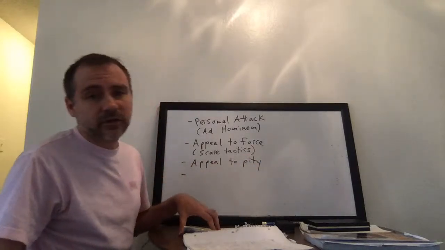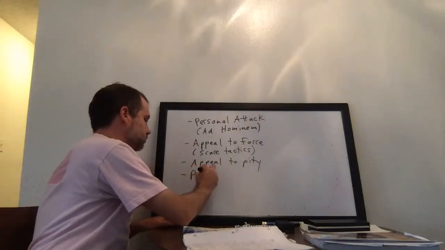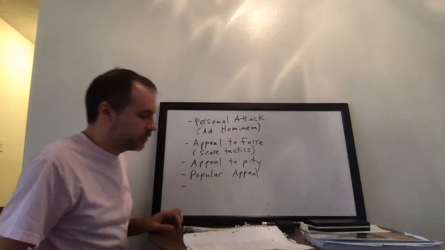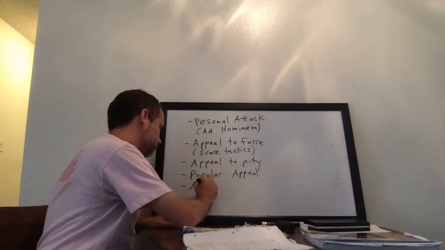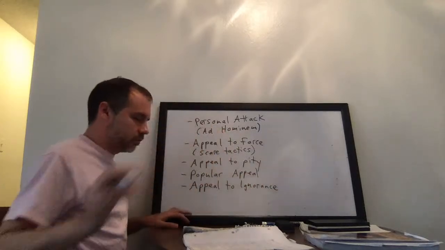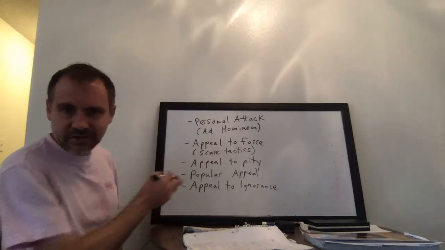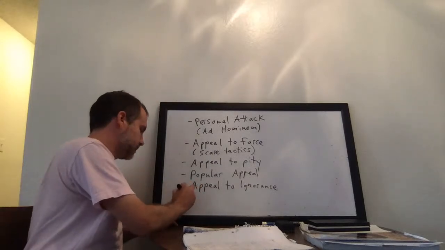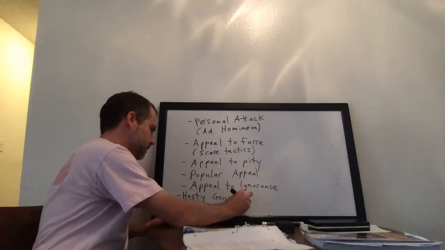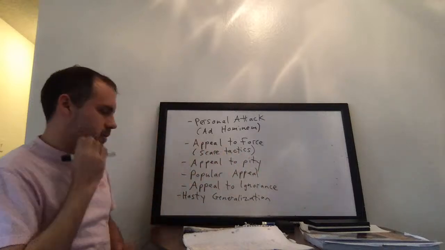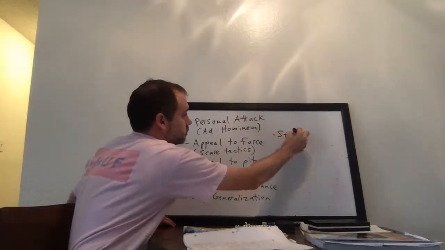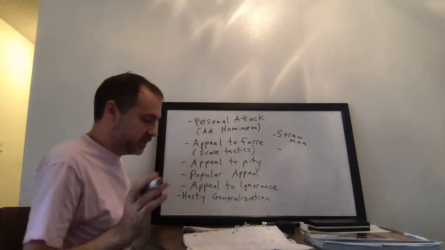All right, then there's popular appeal. Okay, then we've got what's called appeal to ignorance. Okay, and then 3 more. So hopefully you can see this on the bottom here. Next, it's hasty generalization. Okay, and then 2 more. Next, I'm going to put over here straw man. Okay. And then the 8th and last for today is called red herring.